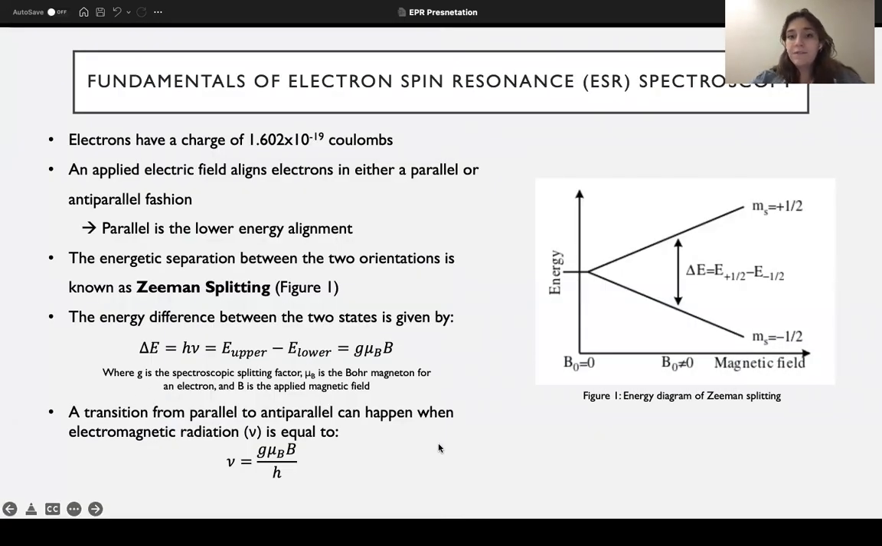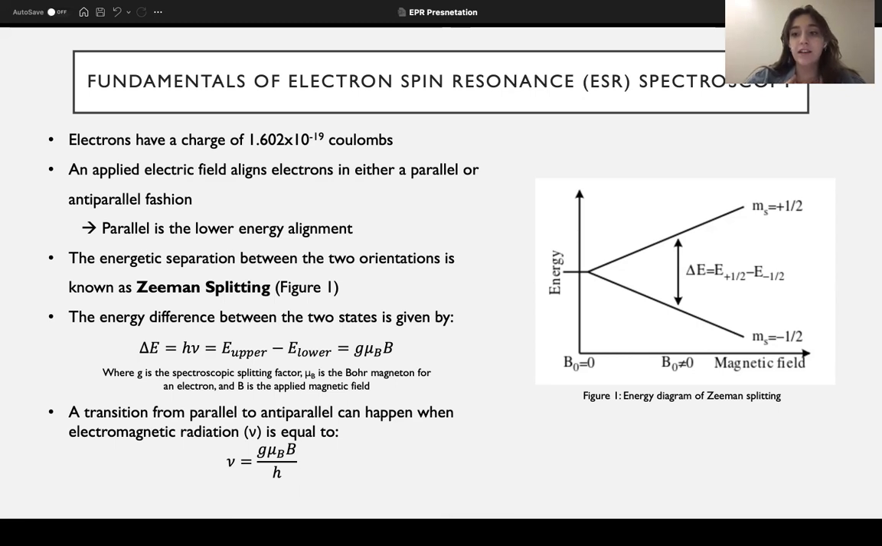So, some fundamentals of EPR, or ESR, I'm sorry. Electrons have a fundamental charge and a motion around an axis that allows them to act as small magnets. In a normal setting, the spin and magnetic moments of electrons are pointed in random directions. But when a magnetic field is applied, it aligns the electrons in either a parallel or anti-parallel fashion, where parallel is the lower energy alignment.